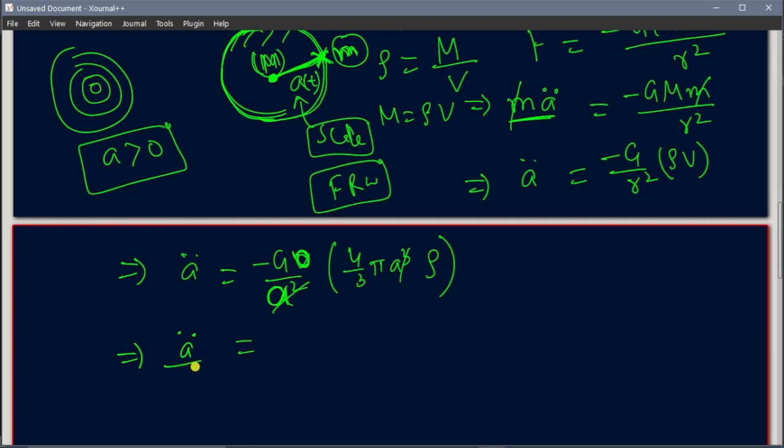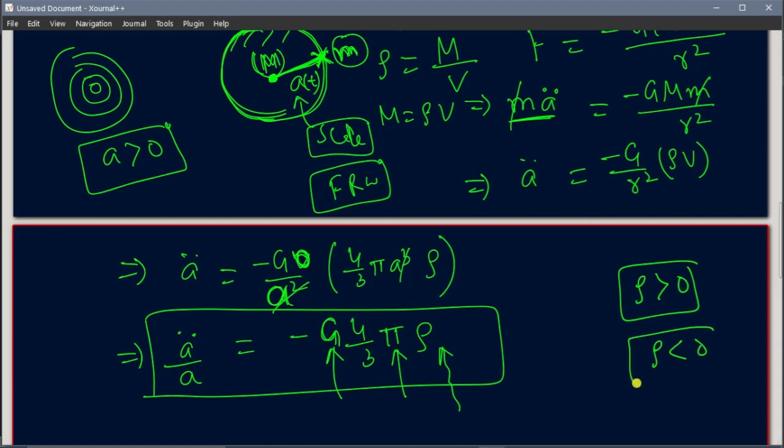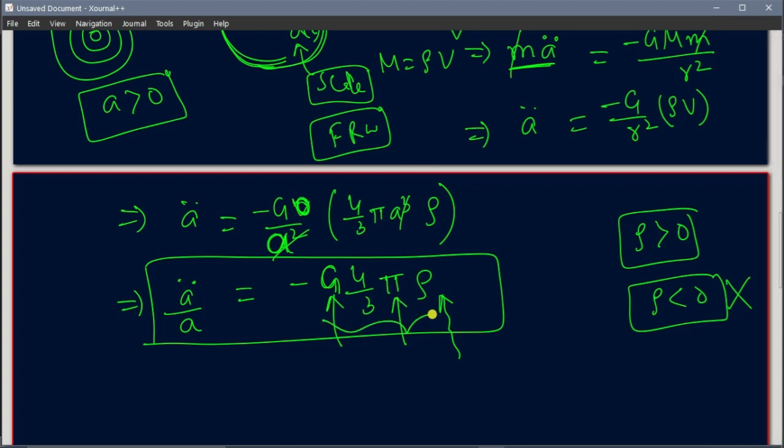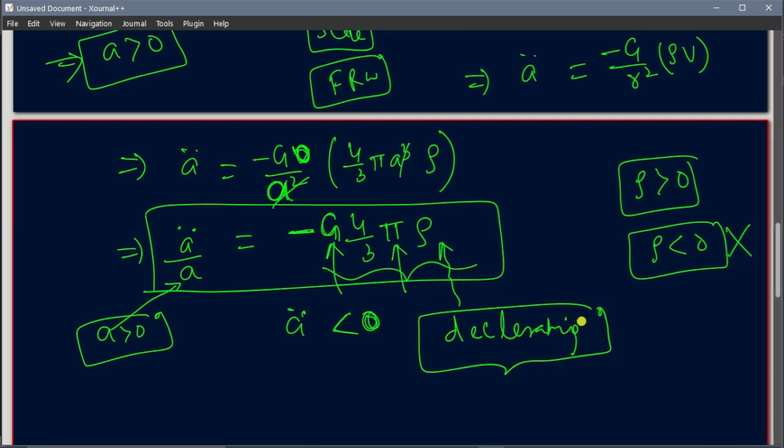Therefore I can simply write a double dot over a is equal to minus G 4 over 3 pi times rho. Now we already know that G is positive, pi is positive, 4 over 3 is positive, and the energy density of any kind of fluid will always be positive, because a negative rho is not a physical object. Therefore when these are positive, this whole quantity is positive, so this minus sign implies that a double dot becomes negative. I have already shown you that a is always positive with time. Now if the acceleration is negative, it means that it is basically decelerating. Think about Newton's classical mechanics.